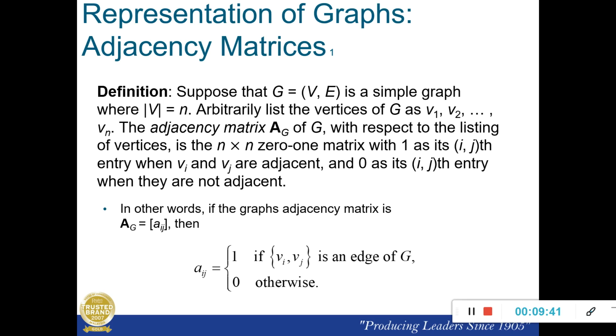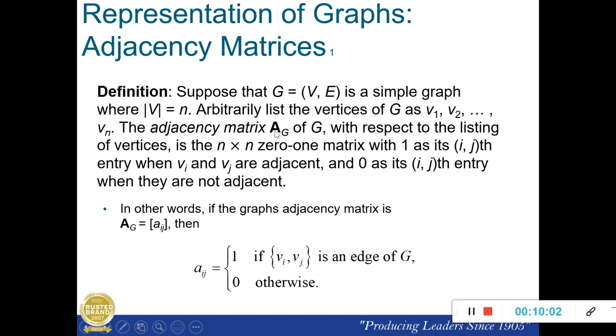So now we learn about the adjacency matrix. The definition: suppose that G, with a set of vertices and a set of edges, is a simple graph where the number of vertices is n. Arbitrarily list the vertices of G as V1, V2, up to Vn.